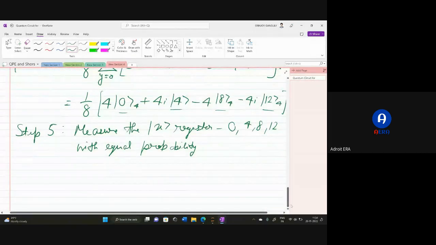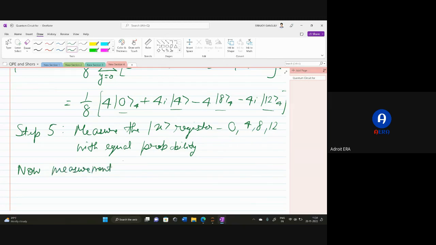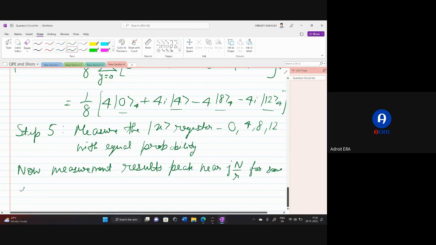Now we are going to apply Shor's algorithm. According to Shor's algorithm, the measurement results peak near jN by r for some integer j which belongs to Z. So let us take an example of what this means.